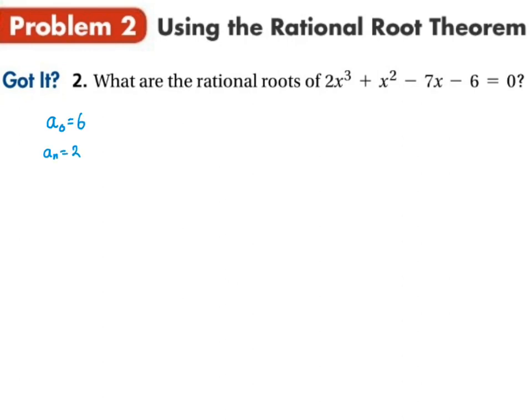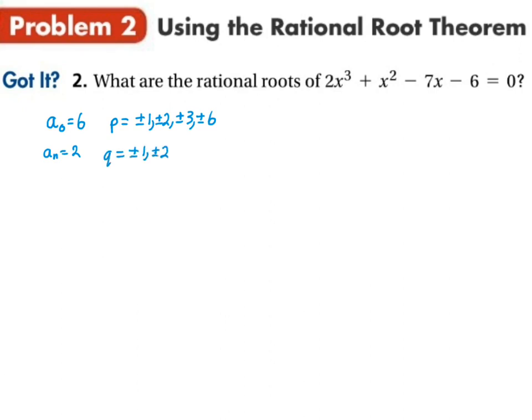So I'm going to start off by listing my A0 and my AN. And then I want to go through and list my P, all my possible factors of the A0, and the next step is I go through and list my Q, all possible factors of that AN, and so there we go.